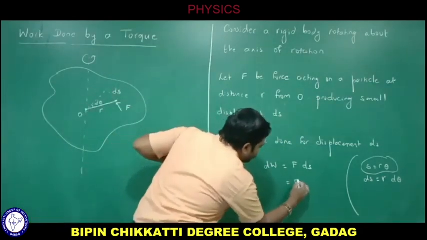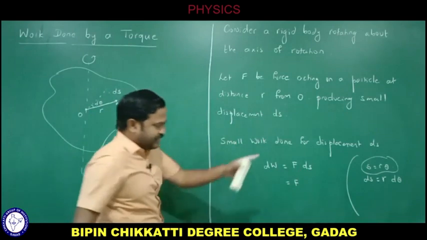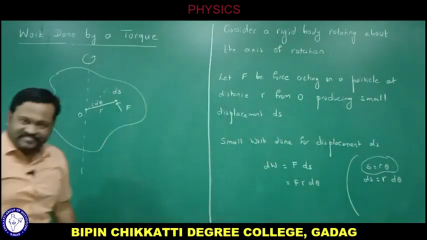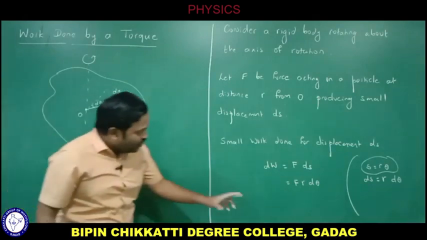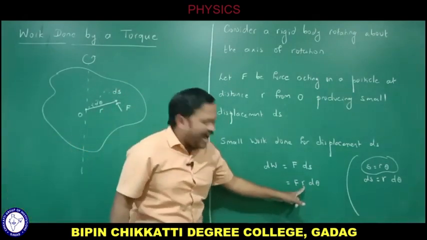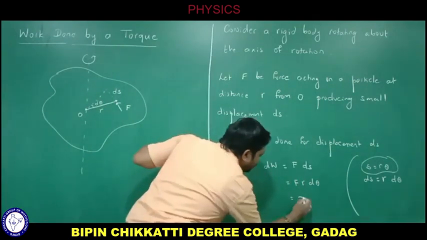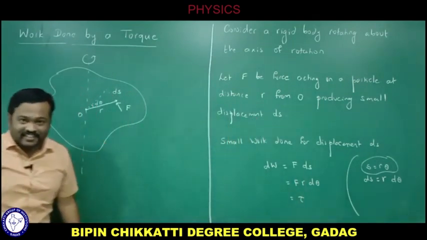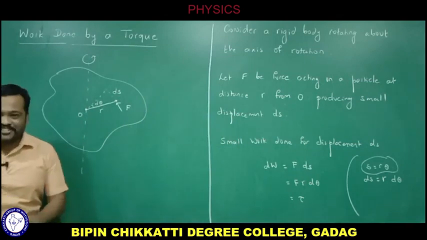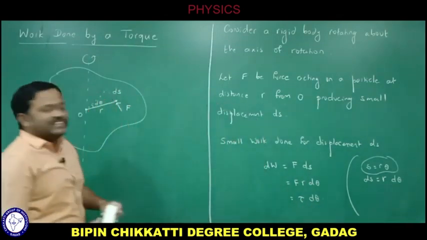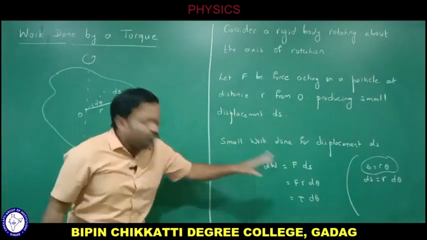That is equal to F. In place of ds, I write r into d theta. We know the product of force and distance is nothing but torque. Torque is the moment of force. So I write torque tau into d theta. So this is the small work done.